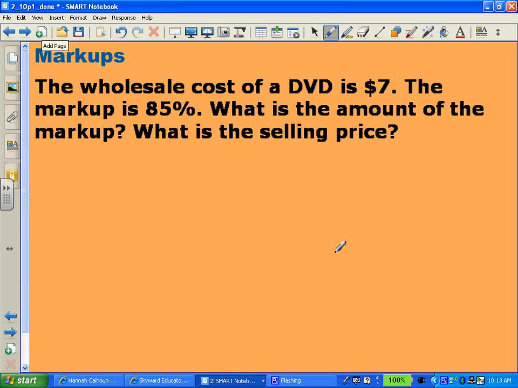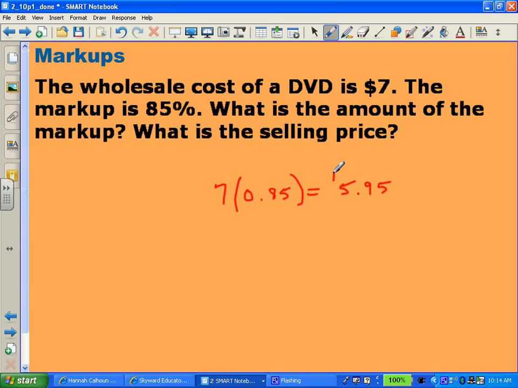Now let's take a look at what we call markup problems. So a markup, if you'll remember from our vocab words, is when a store buys something from a supplier at a certain price, and then they mark up the price when they sell it to us so that they make a profit. So we have the wholesale cost of a DVD is $7. That's how much they bought it from the supplier for. The markup is 85%. What's the amount of the markup? What is the selling price? So again, we have to figure out what's 85% of 7. So I take 7 times 0.85. That gives me $5.95.